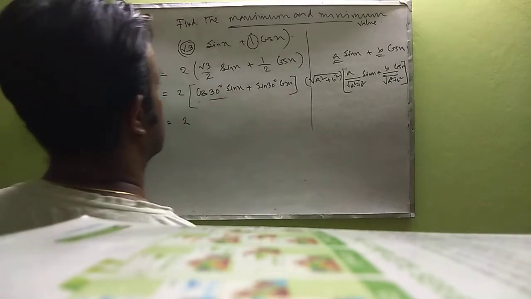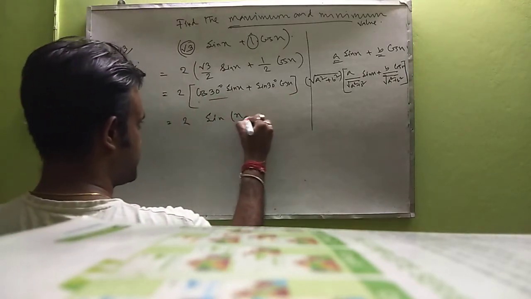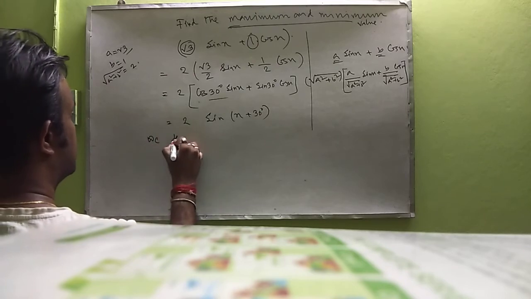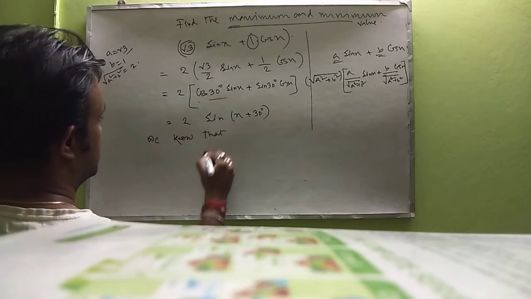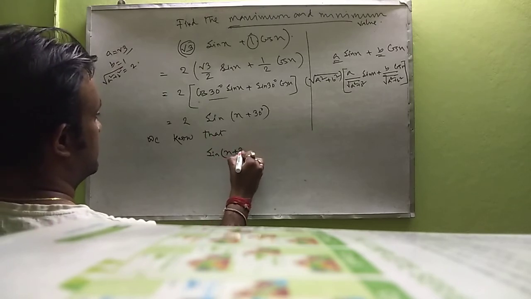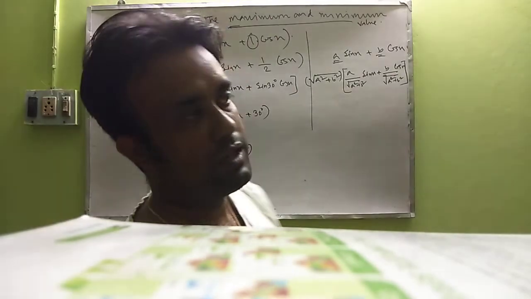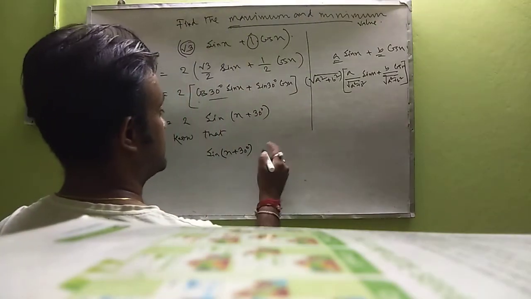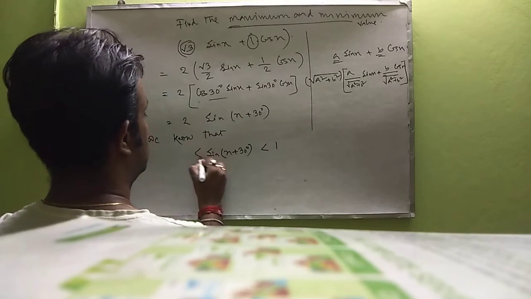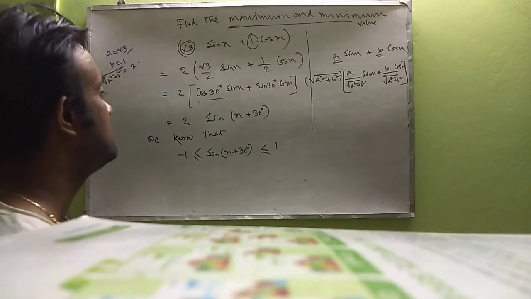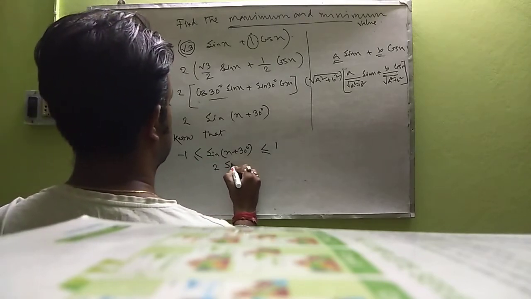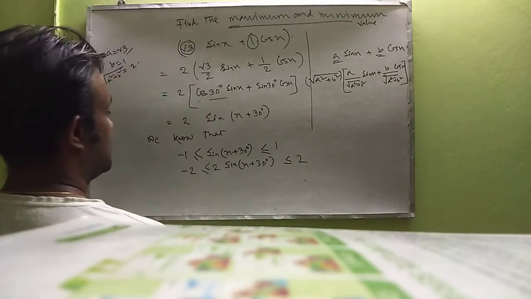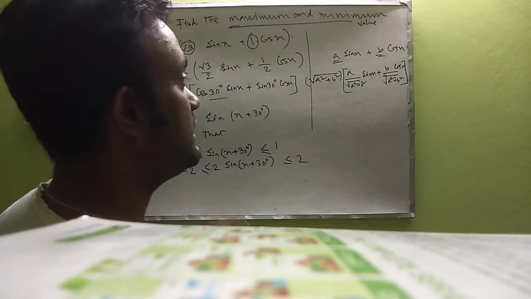That is, this is the formula of sin a plus b. Now we know that sin of x plus 30, we know the maximum and minimum value of sin x is 1 and minus 1. That is, sin of x plus 30 is less than or equal to 1, by multiplying 2 both sides. So the maximum and minimum values are 2 and minus 2.